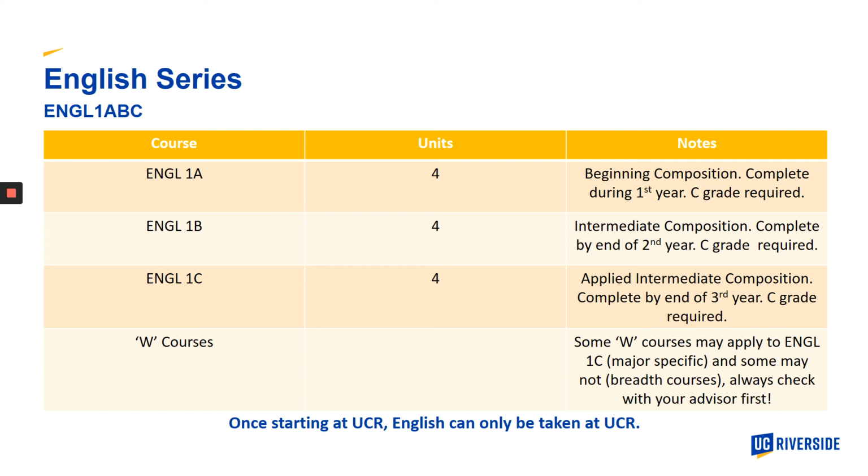Please be aware that while some courses with a W, such as Political Science 5W, may be designated as English 1C alternatives, many of these courses do not apply to CNAS students. CNAS does not accept all W courses to satisfy the English 1C requirement, except for a few CNAS-specific W courses within a few specific CNAS majors. Please check with your advisor first before enrolling in a W course if you want English 1C coverage.